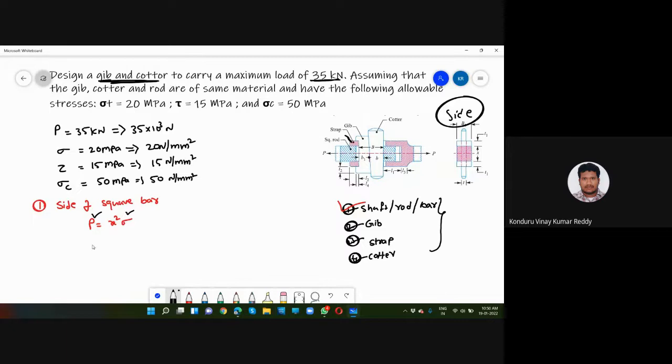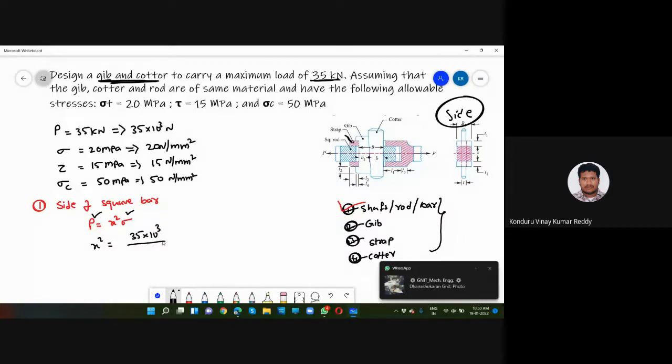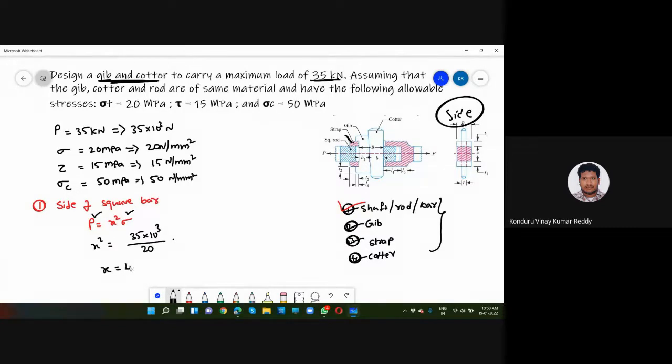Thereby, x square is equal to P, which is 35 into 10 to the power of 3, by sigma value. Sigma value is nothing but 20 Newton per millimeter square, thereby 20. Can anybody give me the answer for x value? The answer for x value is equal to 42 millimeters.